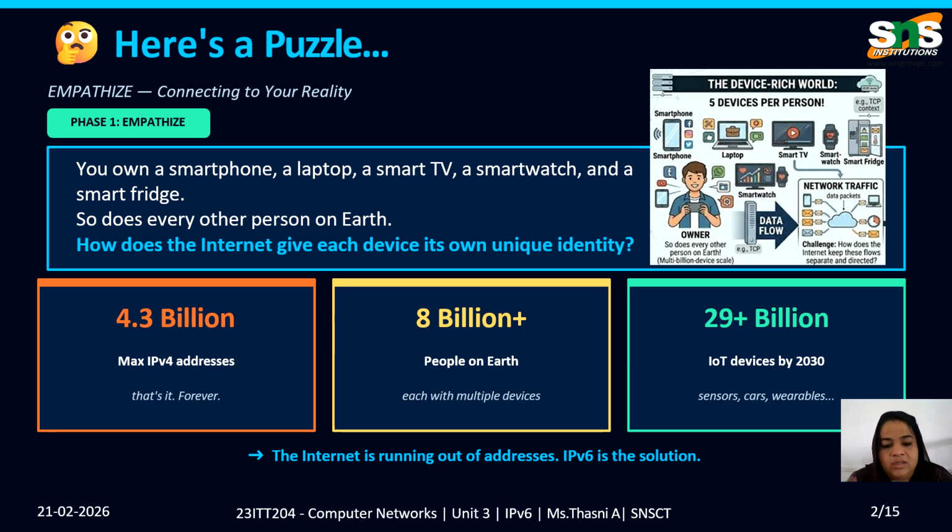Here we have 4.3 billion maximum addresses in IPv4. That seemed like forever. But there are 8 billion plus people on earth, each with multiple devices, and 29 plus billion IoT devices by 2030, like sensors, cars, and wearables, etc. So the internet is running out of addresses. IPv6 is the only solution.